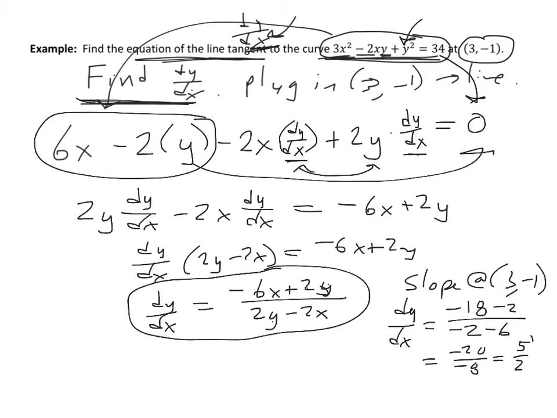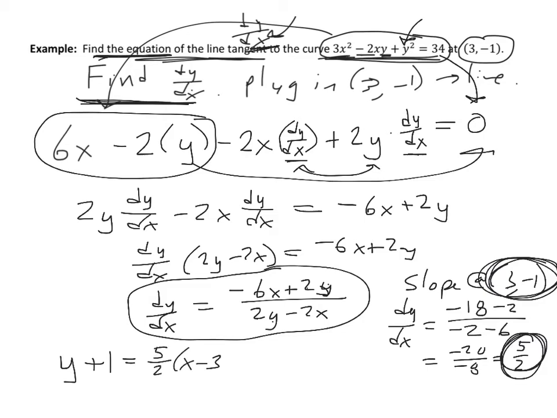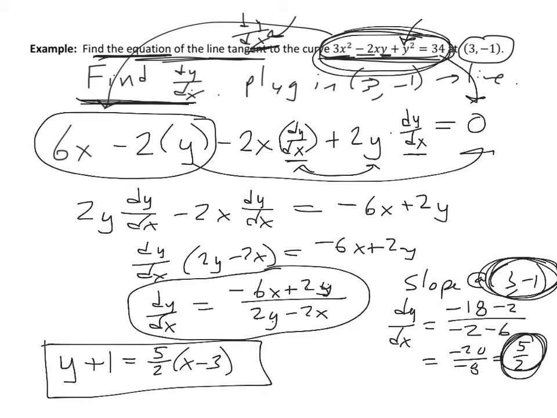Great. I now have a slope, and I have a point, which means I can write my tangent line. It's going to be y minus negative 1 equals slope times (x minus 3). And we're done. If I were to graph this ellipse and graph this line, we would find that they're tangent at (3, -1). So everything we've learned before about the derivative and what we do with it is all still totally valid.